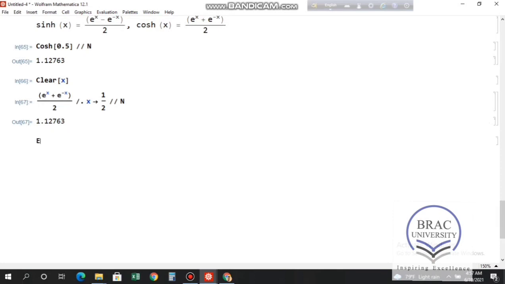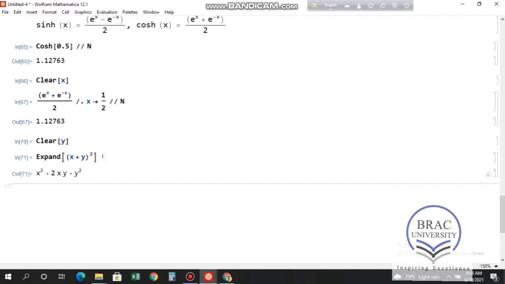Let us look at the Expand function now. So write Expand with capital E, and inside the square bracket let's write (x plus 2) whole squared. So this will expand the expression. We can also take (x plus y) whole squared. Y is already defined, so let's clear the variable, Clear y. Now we should get x squared plus 2xy plus y squared.